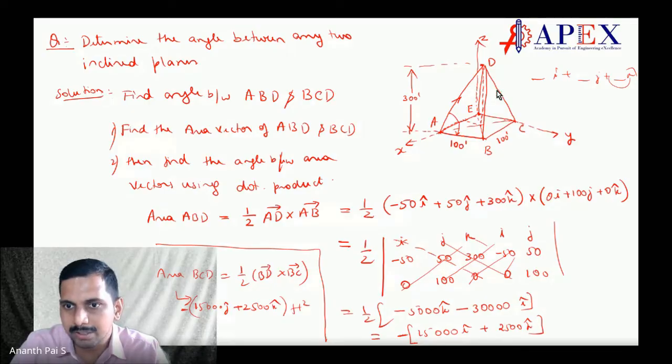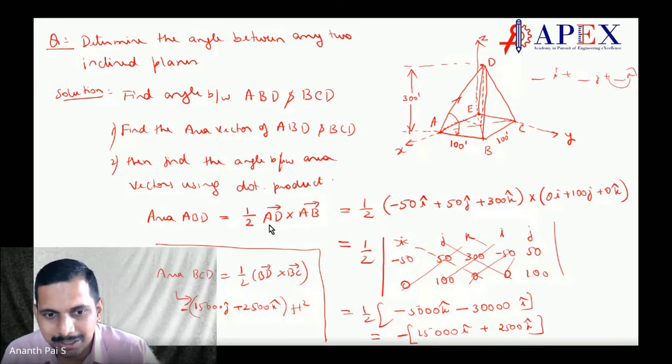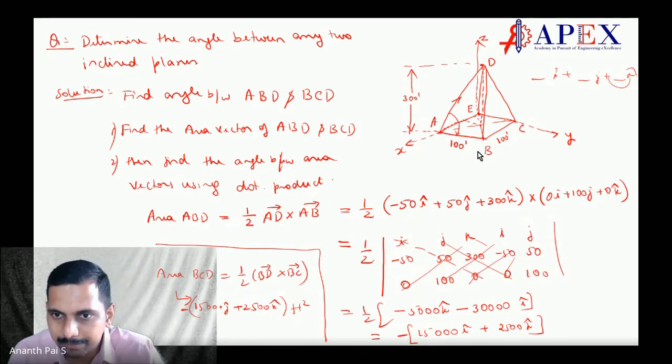Between the two vectors, what angle do we have to find? We have to find the angle between the areas of ABD and BCD. A is not there in the second triangle. Correct, my bad. So here I am saying AD and AB, because you have AD and AB. In the second case, it's BC and BD.